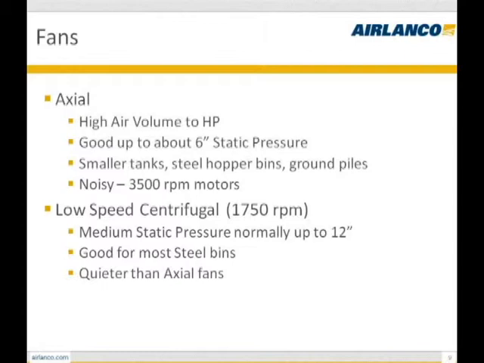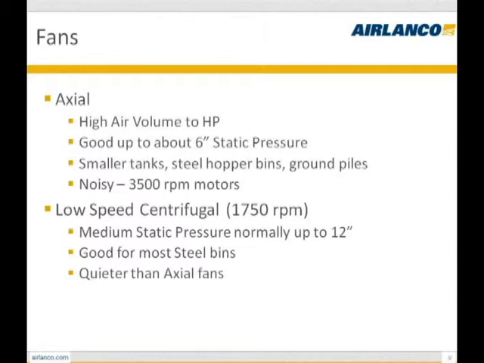Axial fans move a lot of air, and they're good for about maybe 6 inches of static pressure typically. Smaller bins, ground piles, they don't have a lot of static pressure. They can't push through a great big bin, and they're noisy, running about 3,500 RPM. That can be an issue, especially as elevators are in an old area and the town grows around them, or if you've got noise considerations. Something to keep in mind.